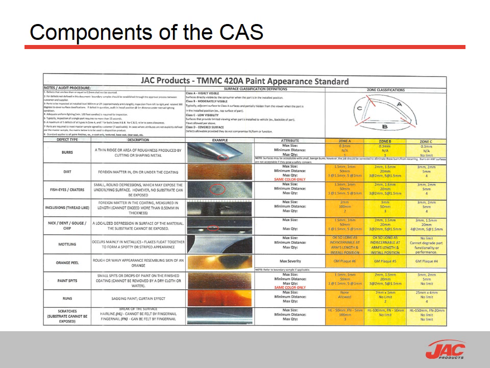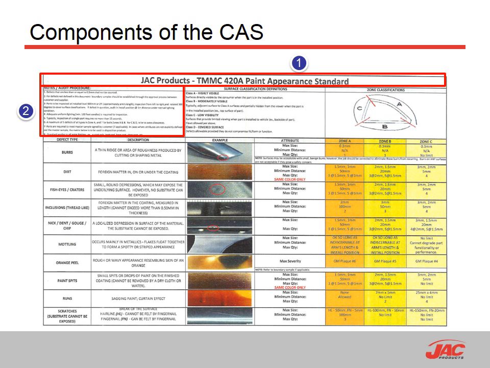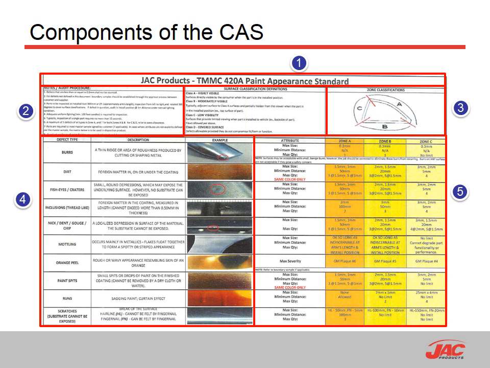There are 5 components of the CAS. They are title, notes and audit procedure, zone classifications, defects, and allowable conditions. Let's look at each of these in more detail.